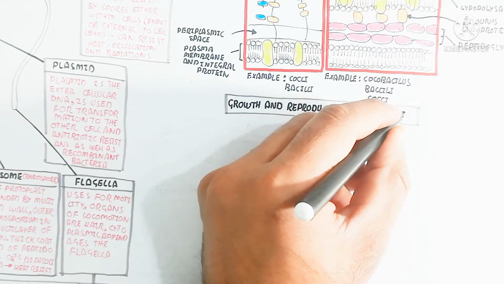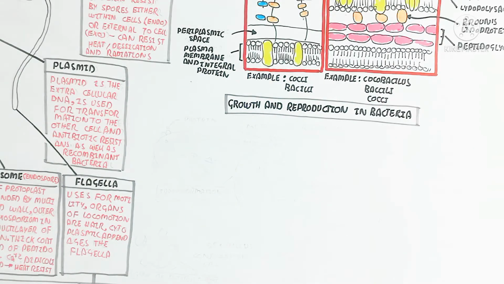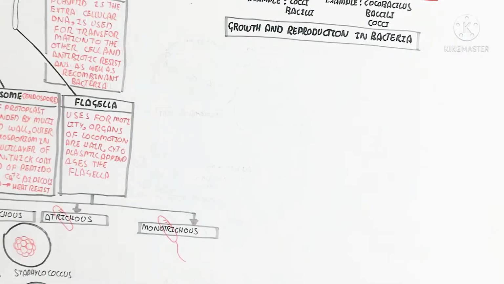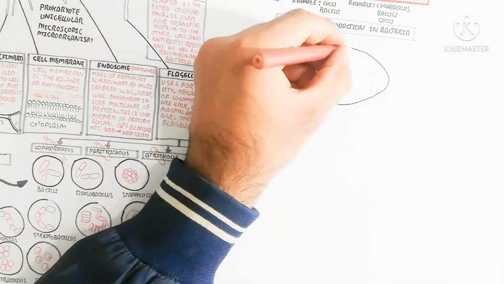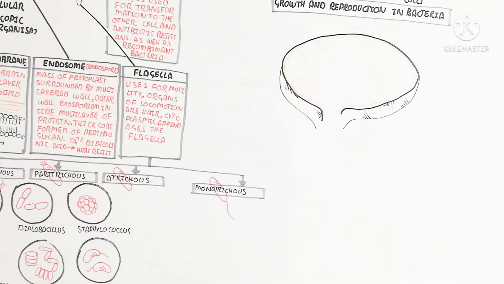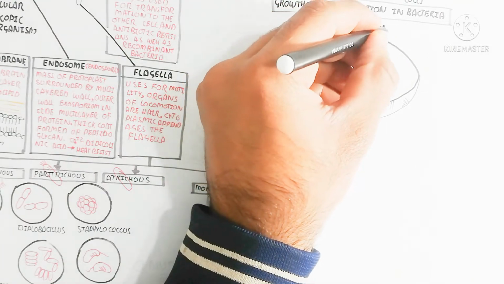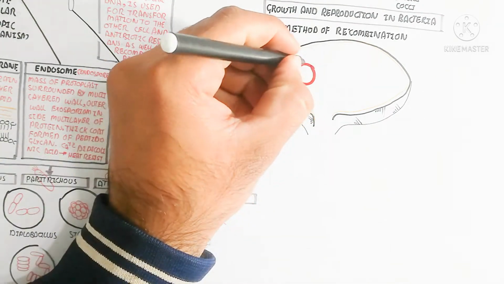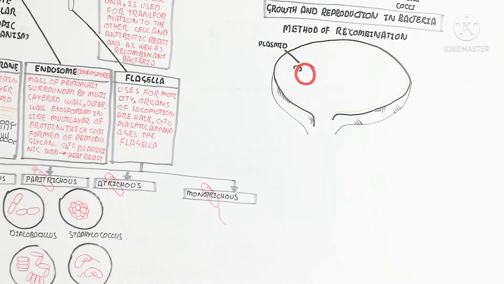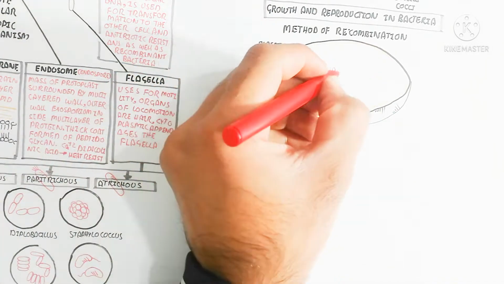So let's begin to understand the growth and reproduction in bacteria. The growth I am not showing here, but you can understand the growth has the lag phase, stationary phase, and death and decline phase with the passage of time. The number of cells increases, and 20 minutes is required for the cell division. So that is the asexual reproduction.